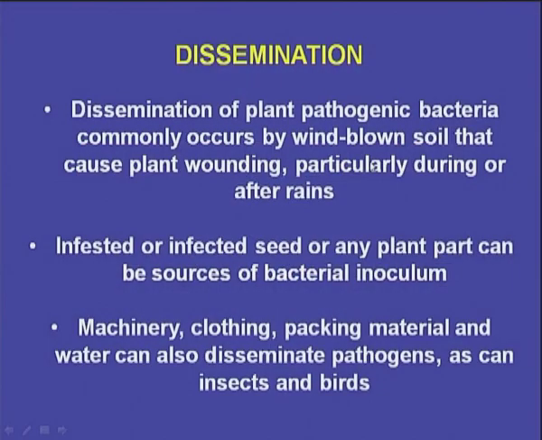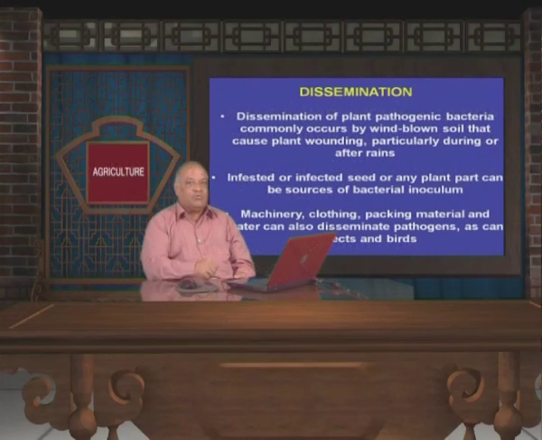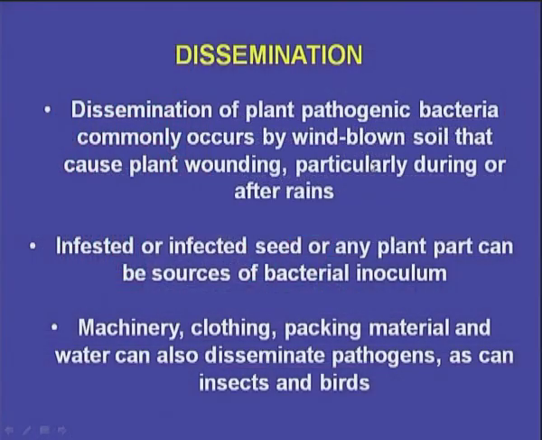Then we come to the dissemination of the bacteria: when the plants are affected, how they disseminate the disease to other healthy plants. Dissemination of plant pathogenic bacteria commonly occurs by wind-blown soil that causes plant wounding, particularly during or after rains. Infested or infected seed or any plant part can be sources of bacterial inoculum.